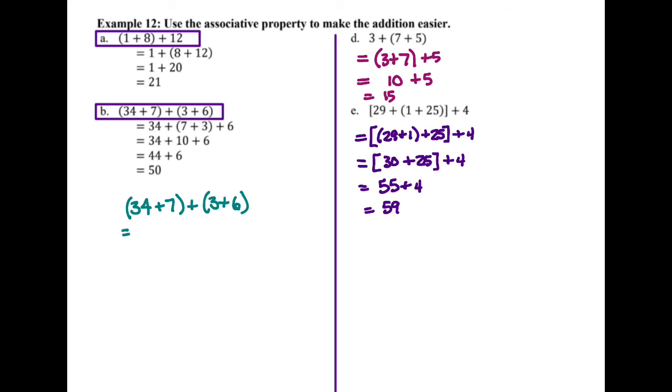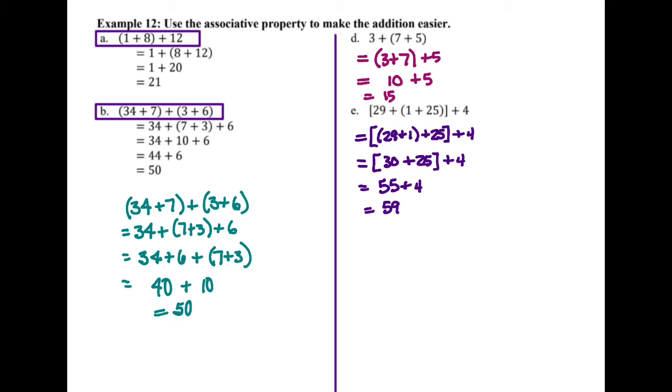So if we did it their way first, change the parentheses around, and now change the order too, so put the 6 up with the 34. Now I could do 34 add 6 and 7 add 3. So I moved the parentheses here, so I went from these two sets to grouping the middle two numbers, so that's the associative property. And then I moved the 6 up front, so that's changing the order, that's the commutative property.